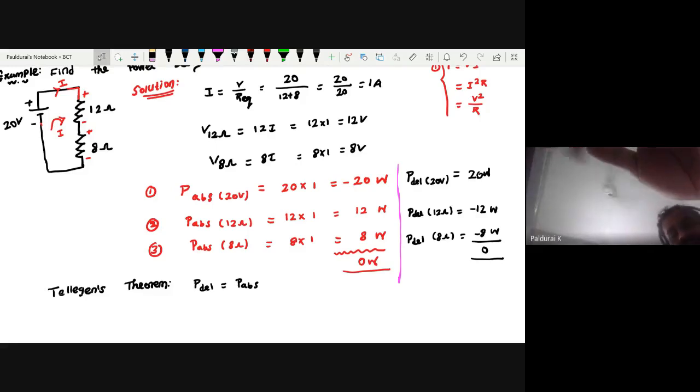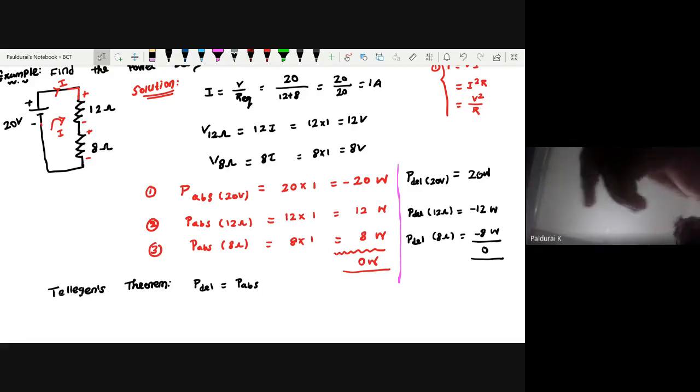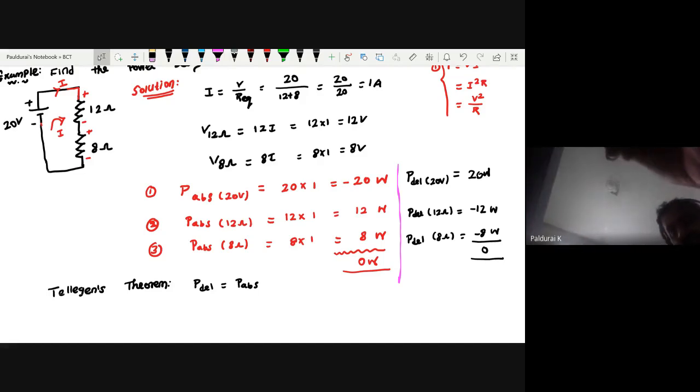So for that you want to know: you want to find the voltage and the current, take the product of these two and find the polarity. Okay, if it is minus to plus, then power is delivered. If it is plus to minus, then power is absorbed. Okay. So any doubt?